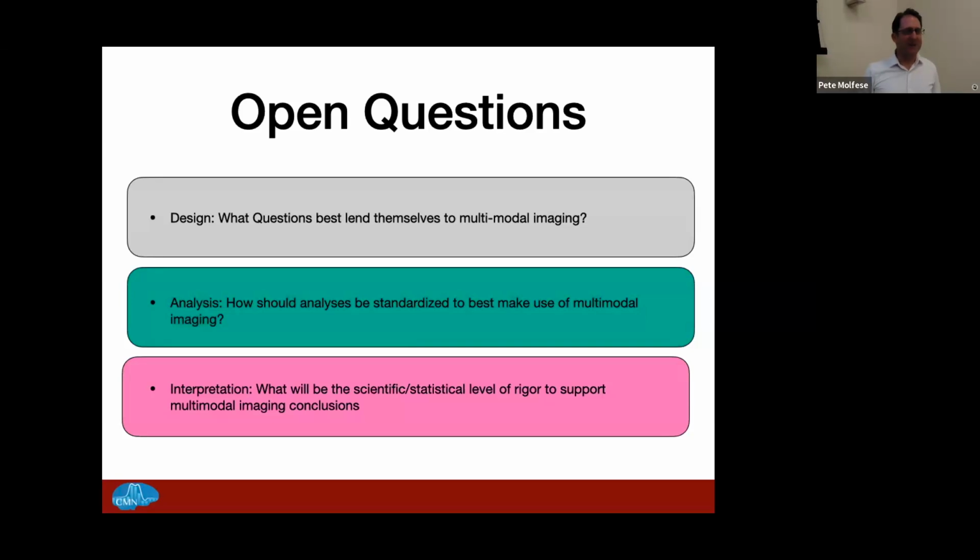Going to leave you with open questions. I promise these aren't really cliffhangers for Tuesday, but sort of. So our open questions with multimodal are, what questions best lend themselves to multimodal neuroimaging? Sometimes you don't need to do multimodal. In fact, sometimes you don't even need to do imaging.